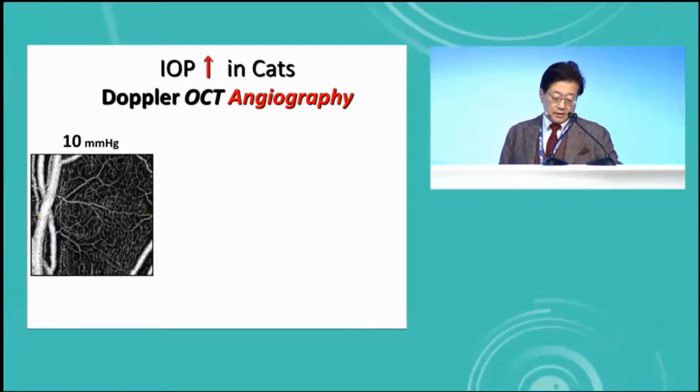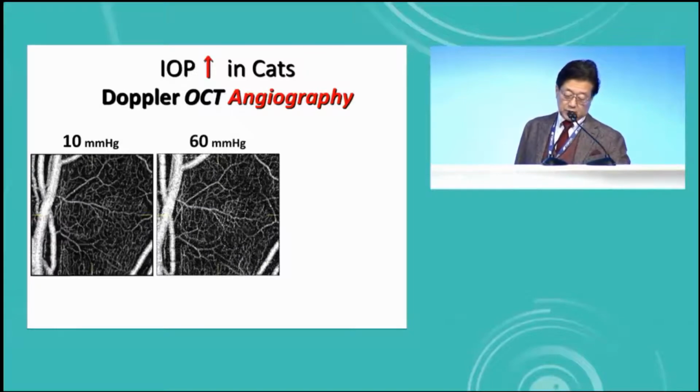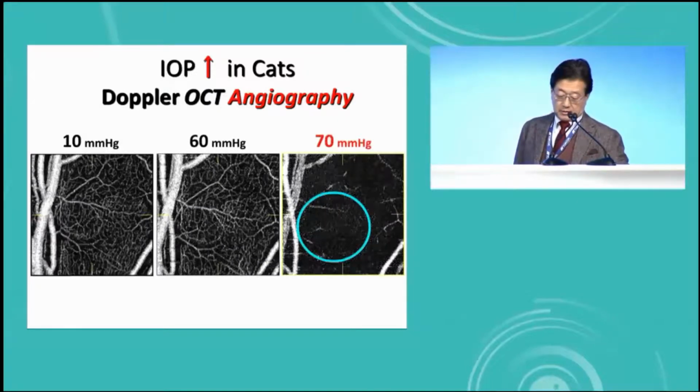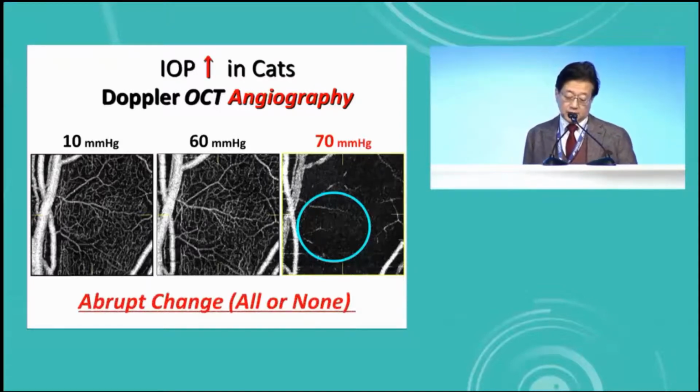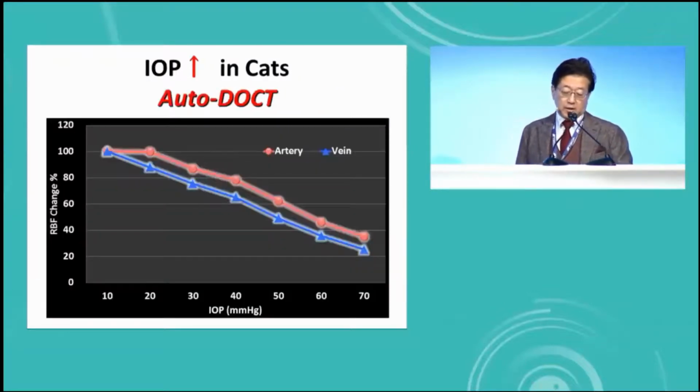This is the picture of the Doppler OCT angiography at 10, 60, 70. I'm not satisfied with this. This is an all-or-none result. It's an abrupt change. It should not be like this.